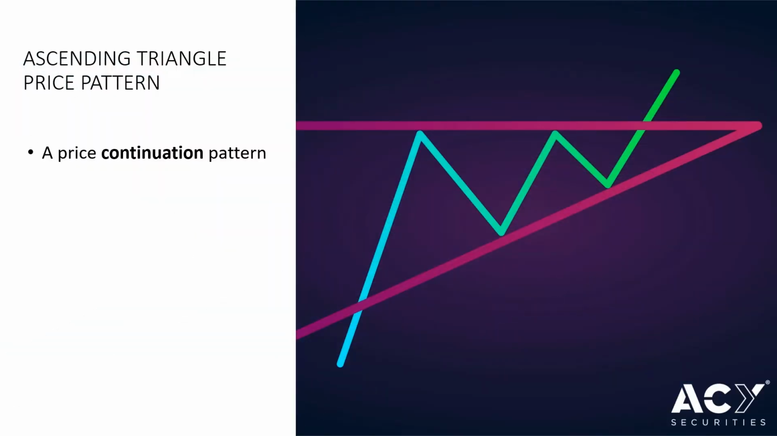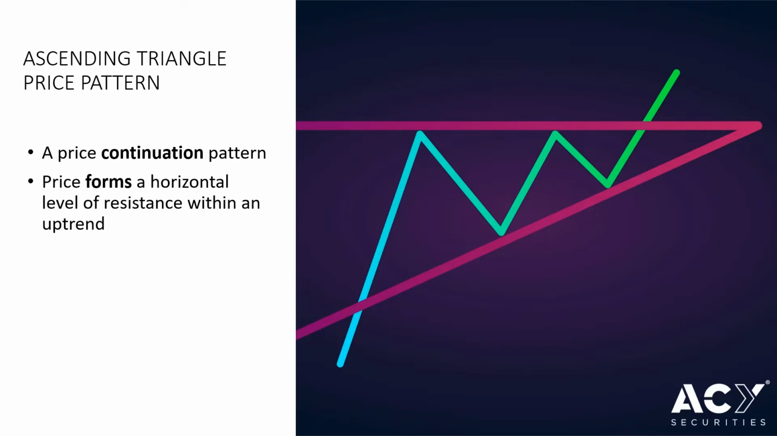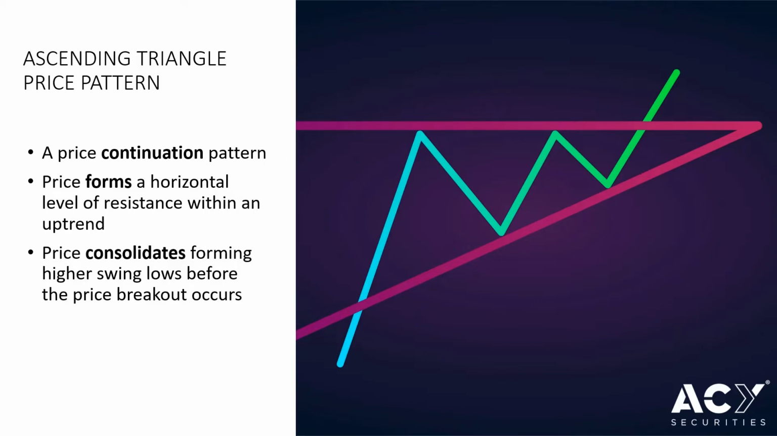Alright, so let's have a look at the ascending triangle price pattern. It's a price continuation pattern. Price forms a horizontal level of resistance within an uptrend. Price consolidates, forming higher swing lows before the price breakout occurs. So let's have a look at a detailed diagram of the pattern before we look at some chart examples.